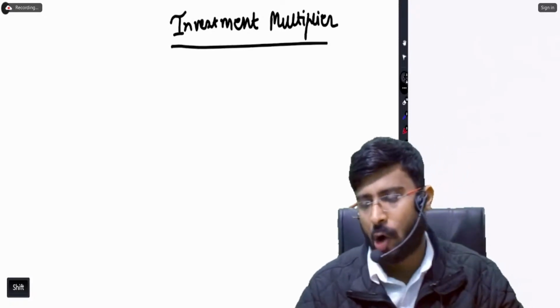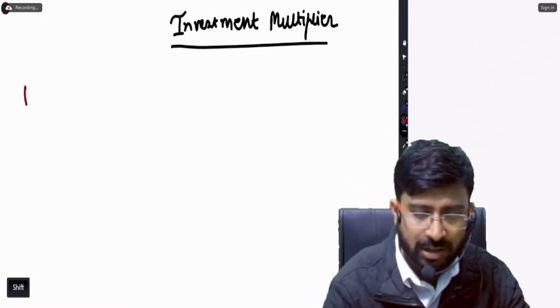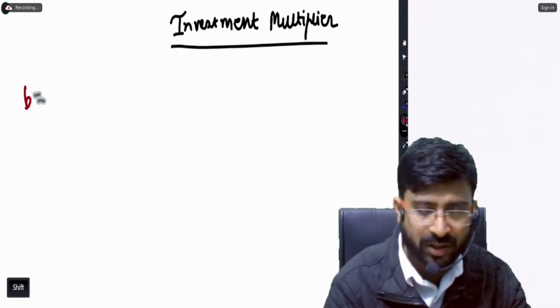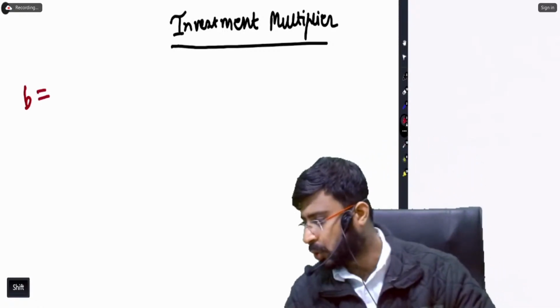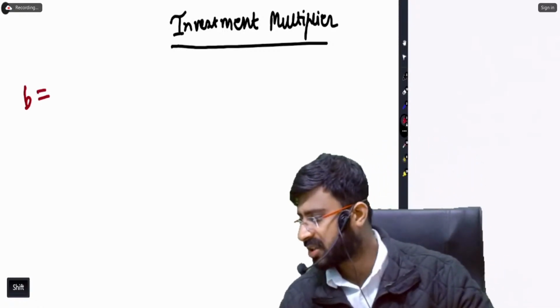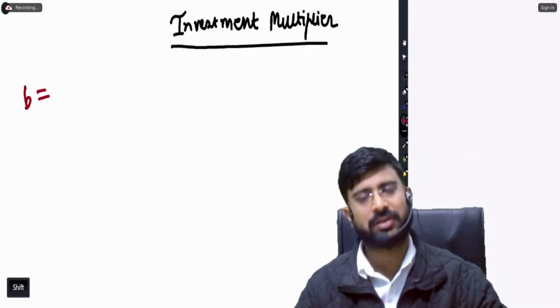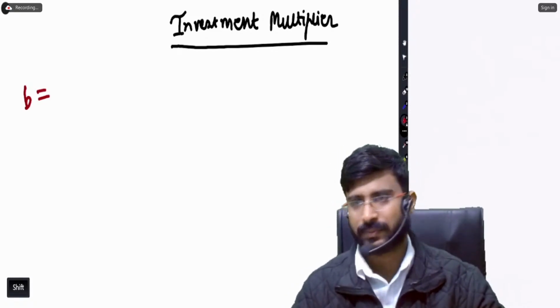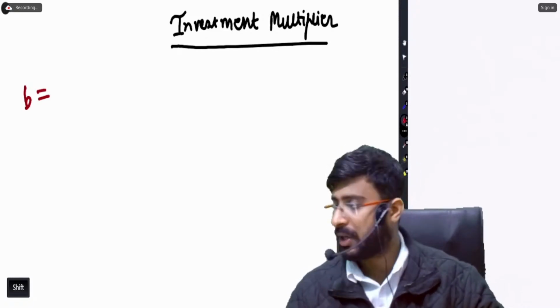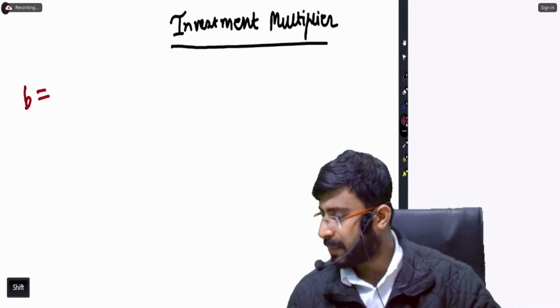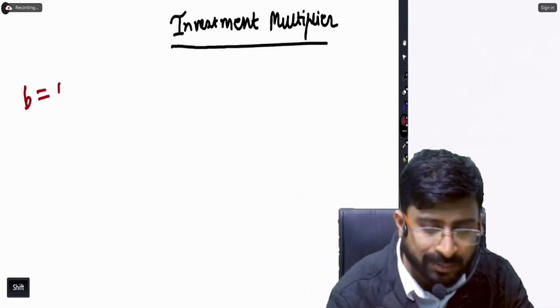Friends, how many of you know that in Keynesian economics, what does B represent? I had explained it to you. So please tell me, what did we study? What is B in Keynesian economics? Very good. People are telling me MPC.